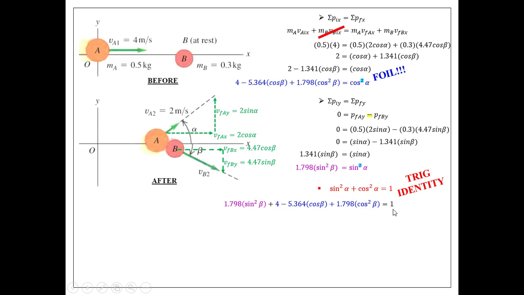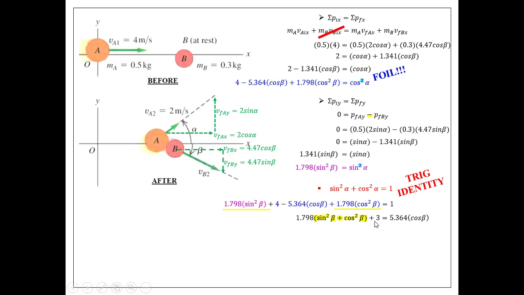But here's the trick, well, I wouldn't say a trick, here's the visual thing that you have to observe. Here you have sine square of beta, here you have cosine square of beta, right? So therefore you can combine these two terms. So what I did was I just factor out the 1.798, right? Because they involve the same angle. So here I factor it out. So here I have in parentheses sine square of beta plus cosine square of beta plus 3.